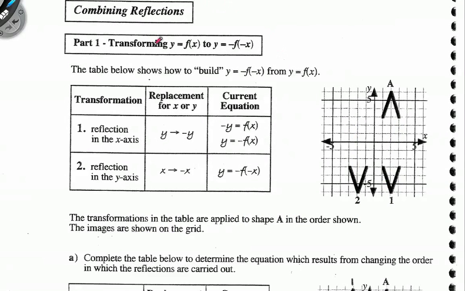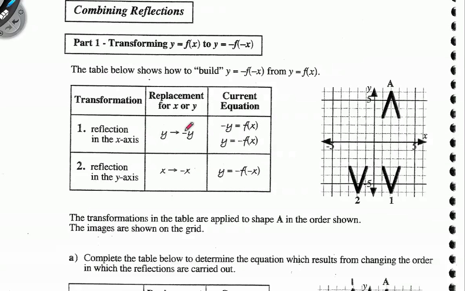So here, in combining reflections, we can do more than one thing at a time. Obviously, we can do two reflections. We can go from y equals f of x to y equals negative f of negative x. It just means there'll be a reflection in the y and the x. So a reflection in the x-axis will change y to negative y, and a reflection in the y-axis changes x to negative x.